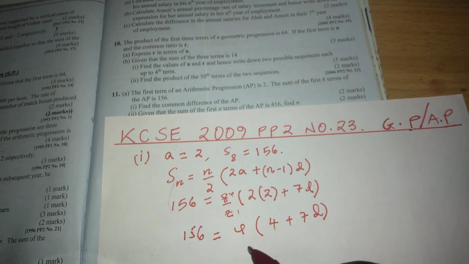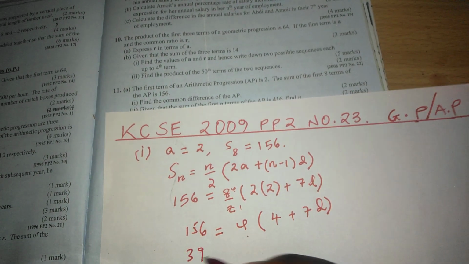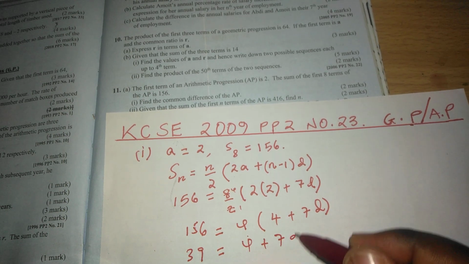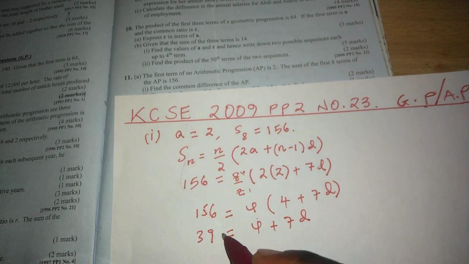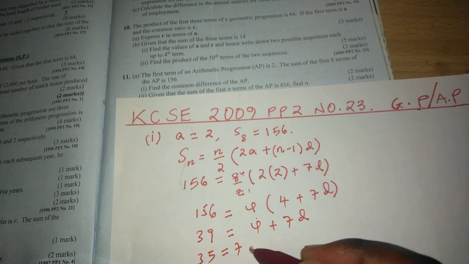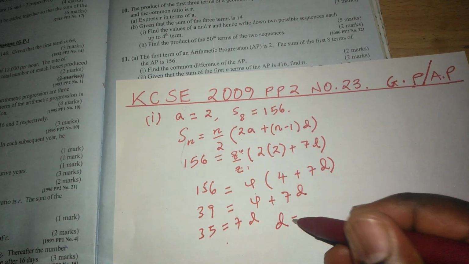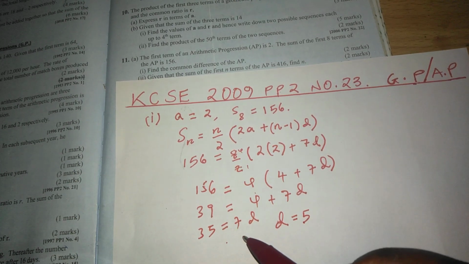We can first of all divide through by this 4, so that this becomes 39 equals 4 plus 7d, such that now we can subtract 4 to this side and have 35 equals 7d, and we can resolve that d equals 5. That is when we divide through by 7.